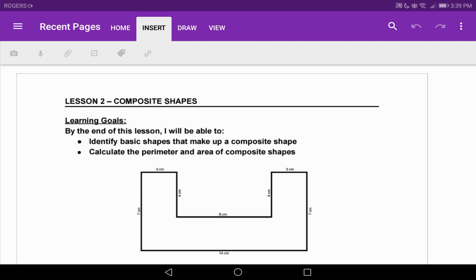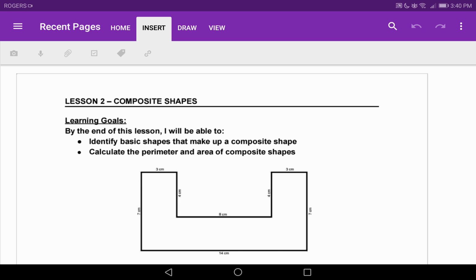Hello everyone, we are on to lesson 2, composite shapes. So in lesson 1 we did perimeter and area, and we looked at what the words meant, and we solved the perimeter of different basic shapes as well as the area of different basic shapes. And we did so using the formulas that are on the front of lesson 1.